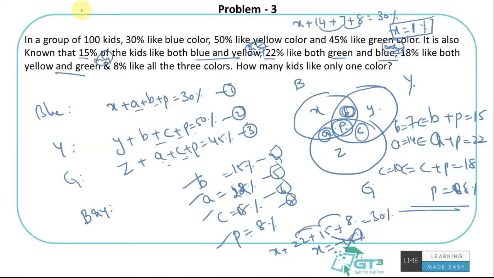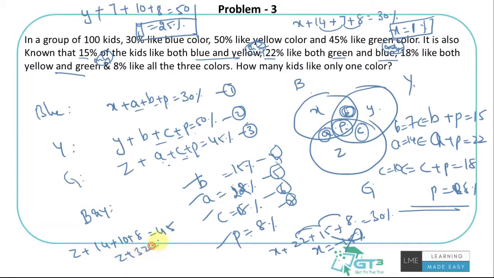Now let's come to the second equation. Y plus B is 7, C is 10 and P is 8 is equal to 50%. 7 plus 10 is 17, plus 8 is 25. So 50 minus 25 is 25%. That Y is 25%. Similarly for Z, it will be Z plus A is 14, C is 10 and P is 8 is equal to 45. So 24, 32. So Z plus 32 is 45 and Z is 13%. So basically the earlier attempt was wrong because we were getting a negative value, and this is how it should have been. So that's why I think the question is correct.